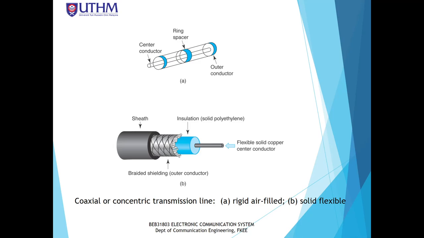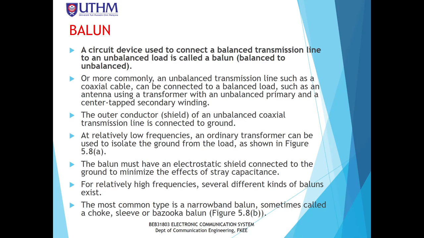So this is an example of unbalanced transmission line, where we only have a single conductor like this. Okay, single conductor. So it can be shielded and also unshielded unbalanced conductor and unbalanced transmission line. So dia boleh jadi shielded and also non-shielded.